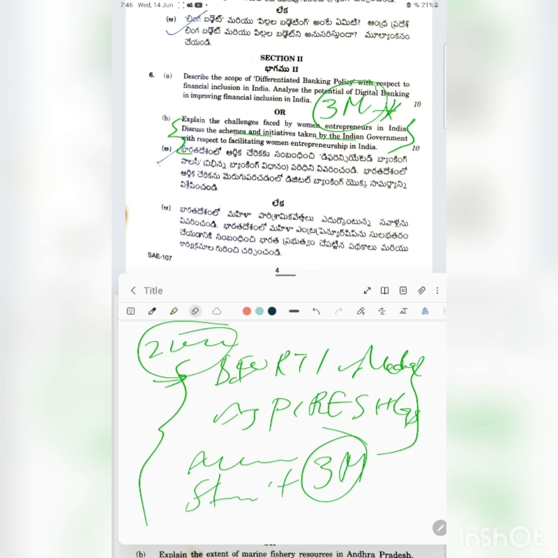So this was the worst performance of this paper from my side, for wrongly choosing the question. If I had chosen the differential banking policy question, I think I would have written more and got more marks, but unfortunately I chose this. Still I regret choosing that question.